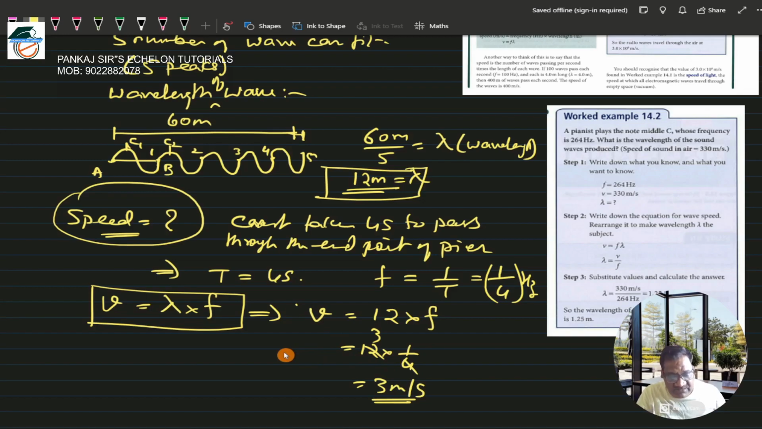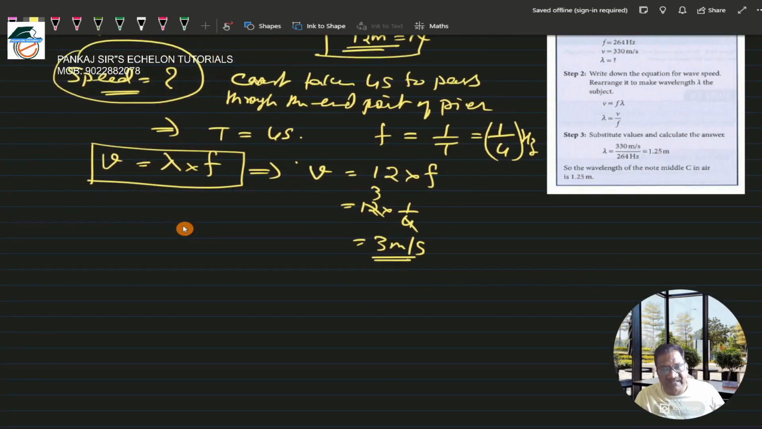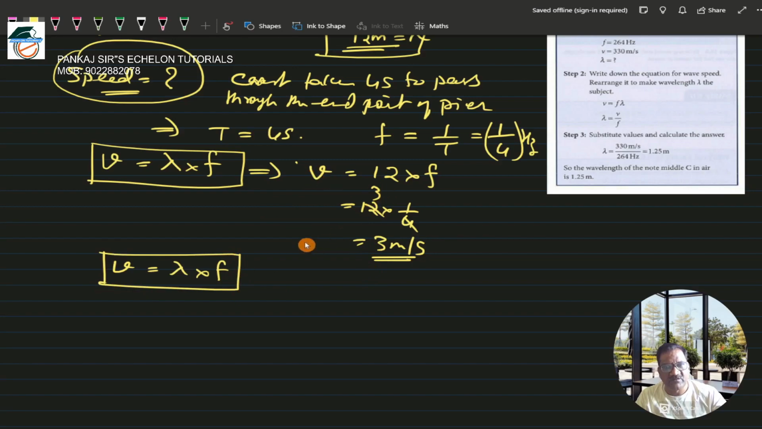Now he is telling you to verify whether this formula V is equal to lambda into F is valid or not. Now obviously it is valid because using this formula only we have found out the velocity, isn't it? Or otherwise you can do it this way also. Velocity is equal to lambda into F, which can be written with 1 by T, because we know the relationship of F and T.